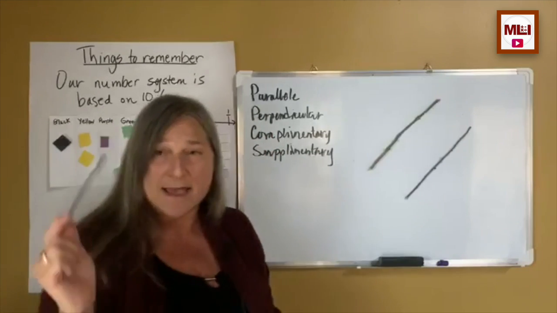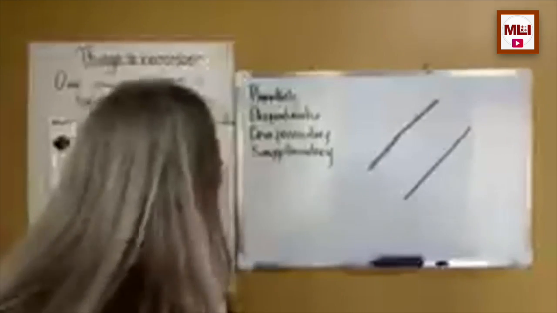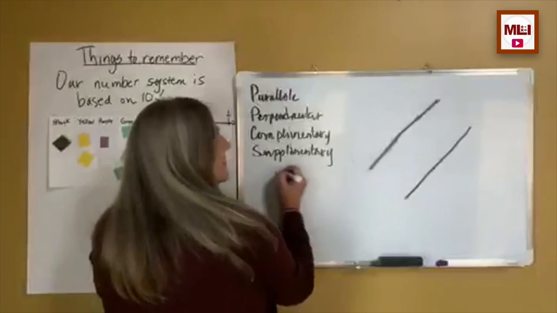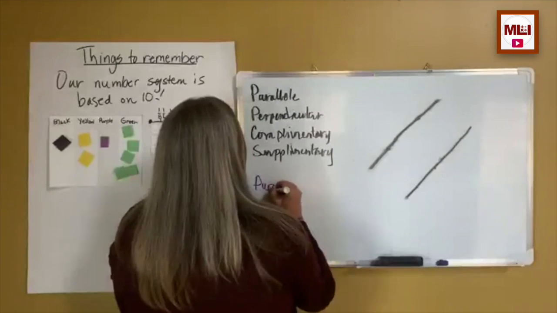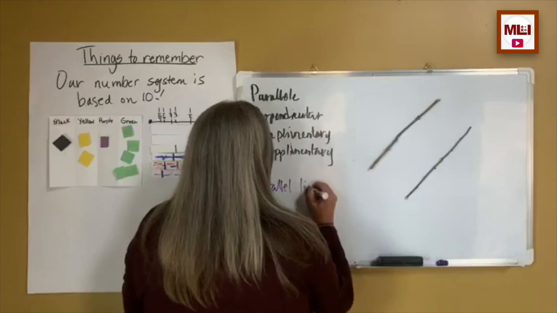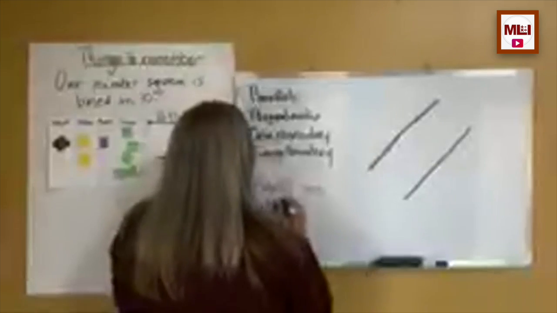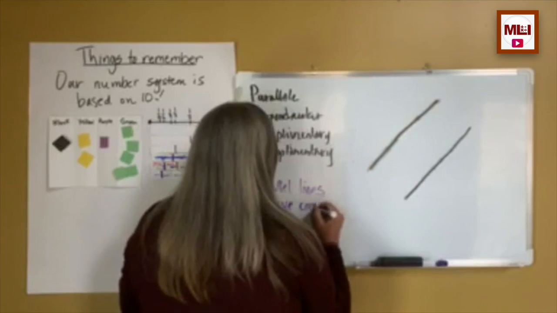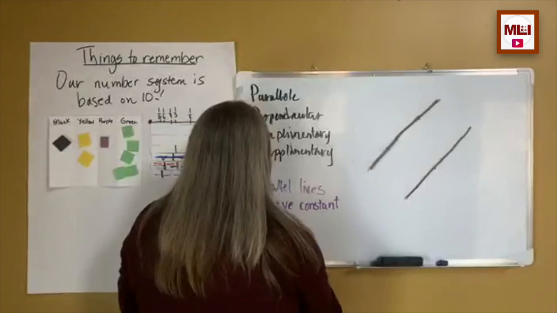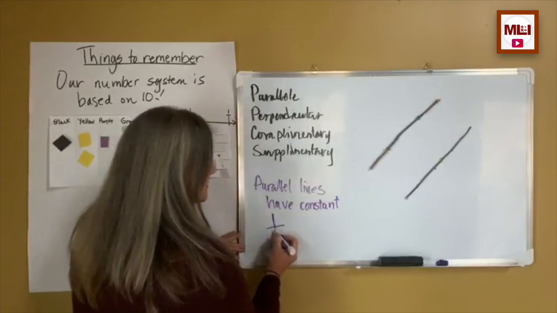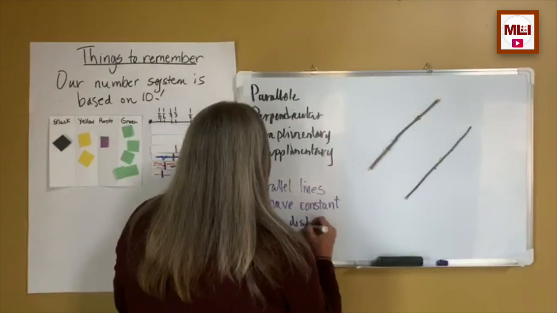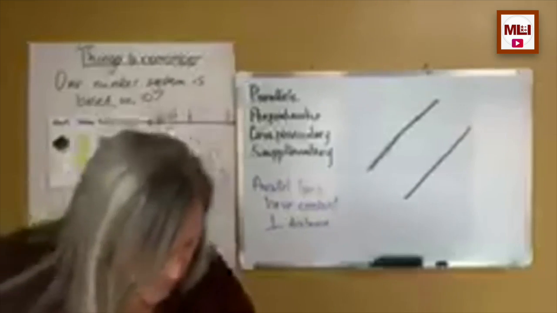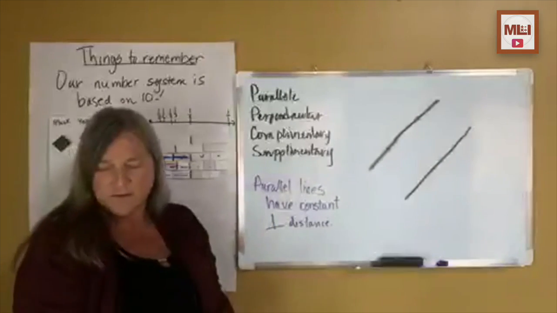That means, again, let me write it down. Sorry, parallel lines have a constant, means all the same, perpendicular distance. That's all parallel means. It just means that it has that same distance all the way along.